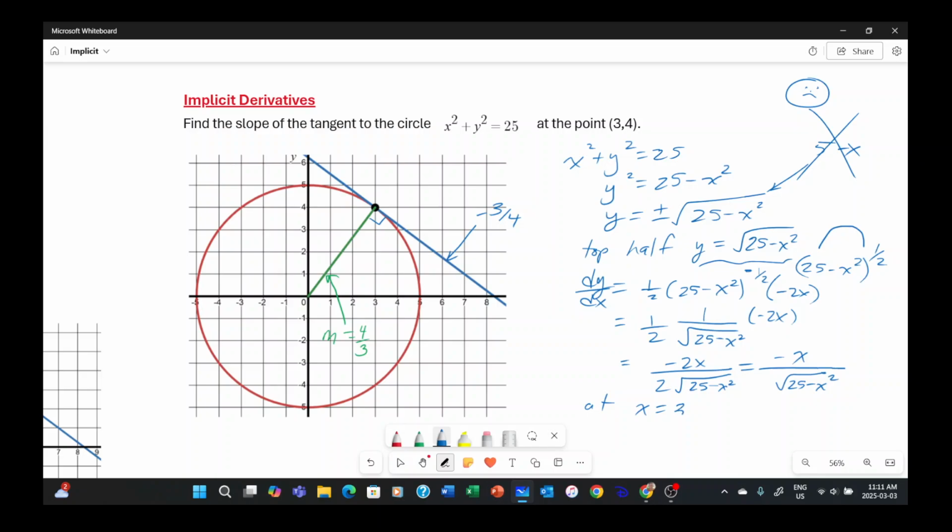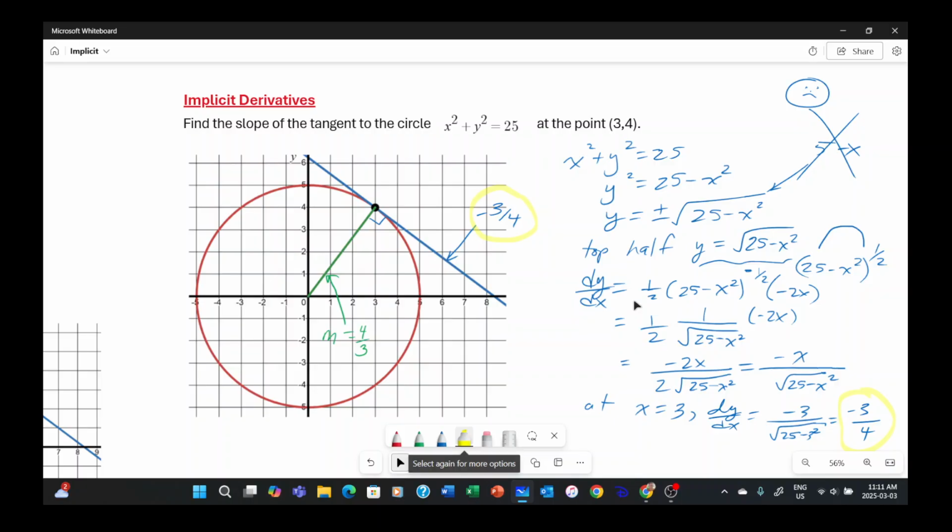At x equal to 3, which is the point we're looking for, the derivative will be negative 3 over root 25 minus 3 squared. 25 minus 3 squared is 16, and when you square root it, you get 4. And you get negative 3/4 as we expected, because that's what we had there, and that's what we had there. So that's method number 2.